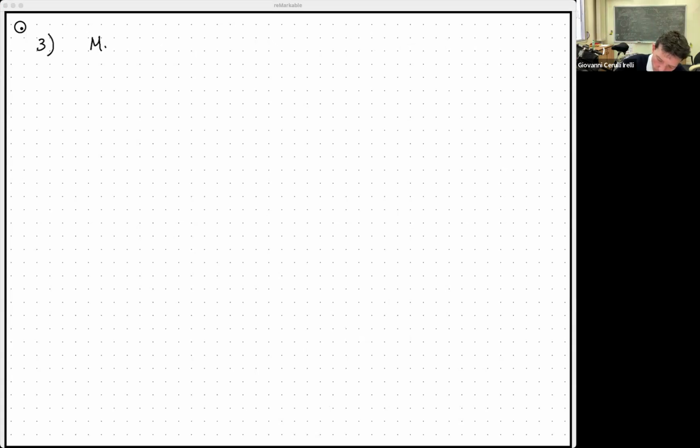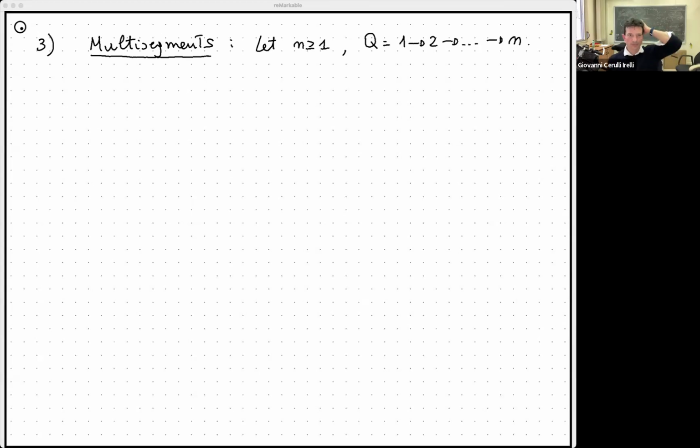So, multi-segments. We fix n like this, and Q is the equioriented quiver of type A_n, which for many of you probably seems very trivial, but it's actually a very interesting object. Yeah. So the equioriented quiver of type A is still interesting, even if we know everything about the representation theory, because there are questions about it that are not answered.